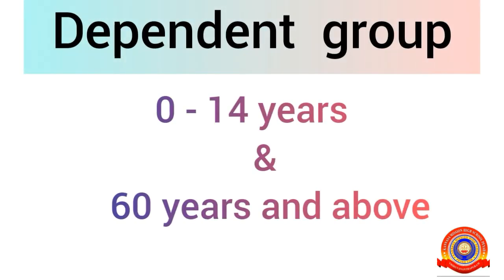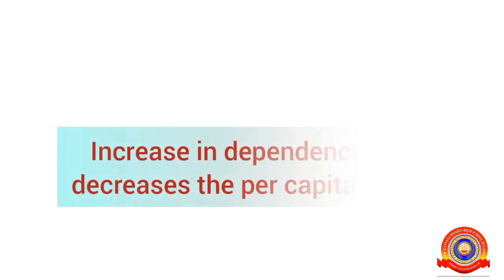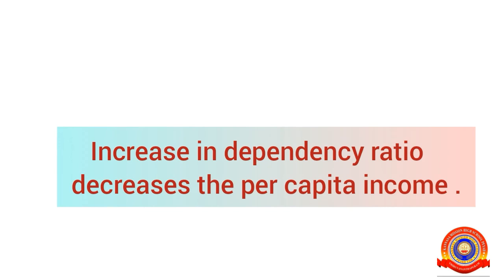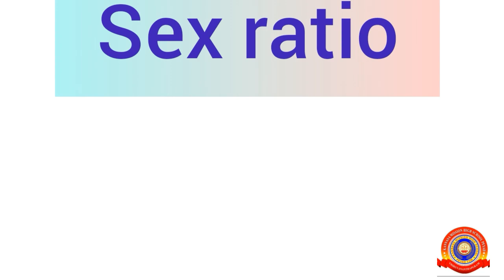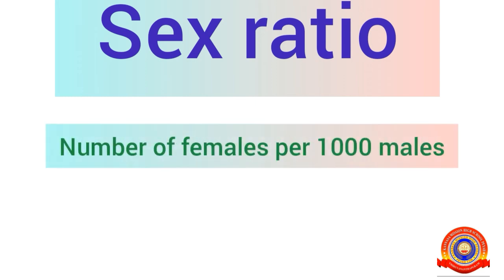The age groups between 0 and 14 years and 60 years and above are included in the dependent group. Their proportion in total population is known as dependency ratio. This group depends on the working force of a country. An increase in the dependency ratio decreases the per capita income. Along with it, the sex ratio plays an important role in determining the human resource of a country. Sex ratio is the number of females per 1,000 males.